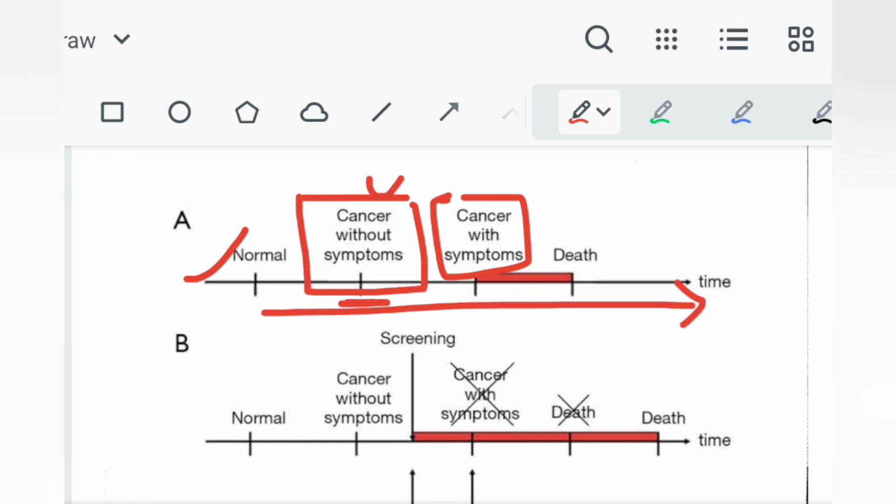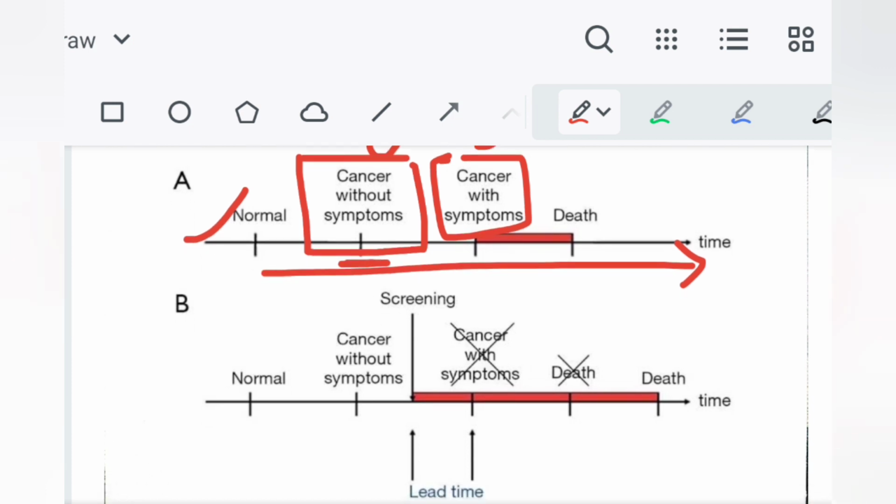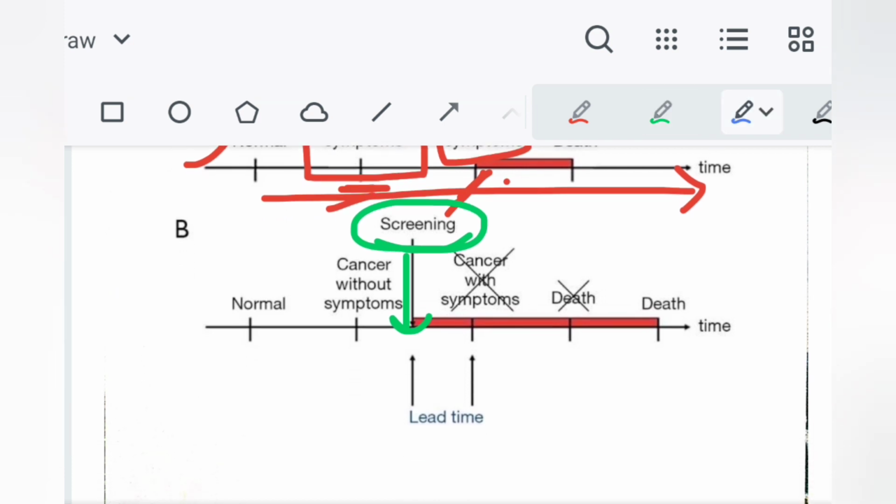So this is the time where the disease actually develops, but this is the time where the symptoms of the disease appear. So where should we apply our screening test? That is in between these two times, right? So here we apply the screening test so that we can detect the disease even when the symptoms have not appeared. So why do we apply a screening test? So that it gives us a lead time.